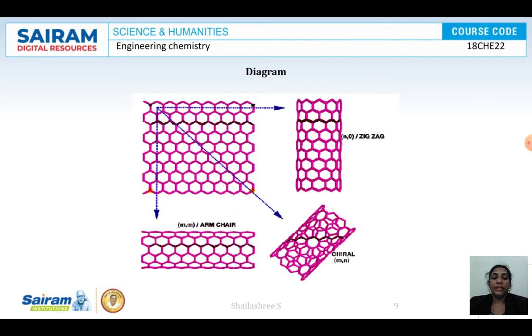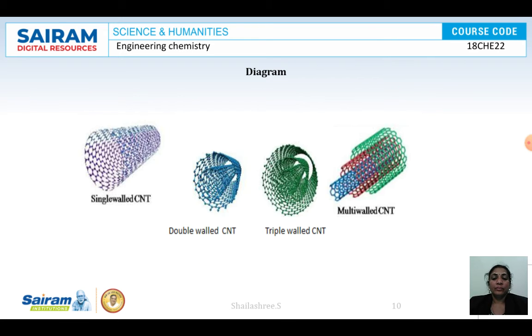The different types are zigzag form, armchair form and chiral form. Armchair is a very good metallic conductor and the other two act as semiconductors. See the different forms of carbon nanotubes.